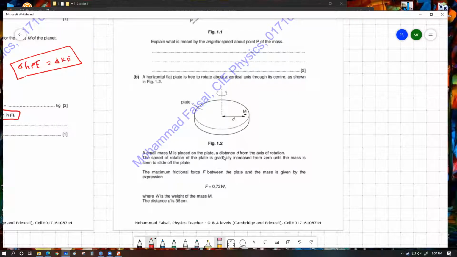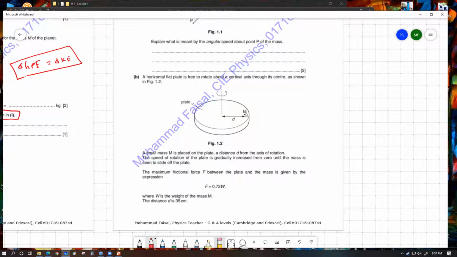A small mass M is placed on the plate at distance d from the axis of the rotation. The speed of the rotation of the plate is gradually increased from 0 until the mass is seen to slide off the plate. Try to visualize this process. We have placed this mass over here, and then we have started to rotate the disc. This mass is not glued or attached anyhow. It is just placed over there.